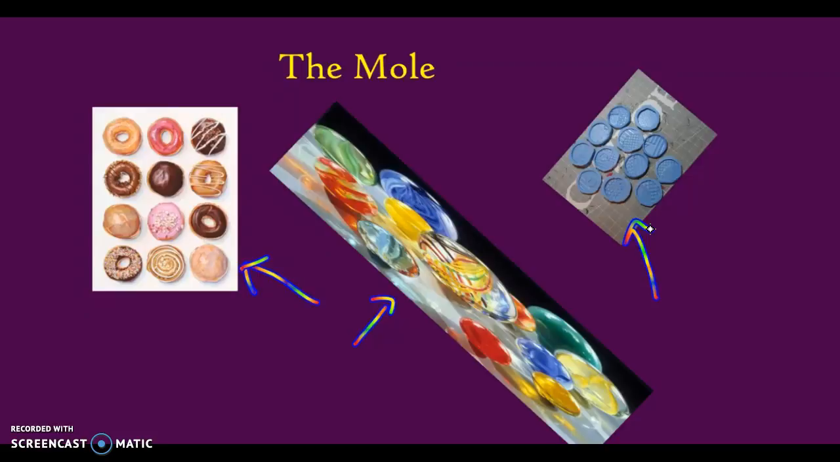It's just a slightly different number. A ream of paper is 250 sheets of paper. A gross is 144 objects, that kind of thing. So it's a concept that you're pretty familiar with, and I'm going to expand on it a little bit here and help you understand it.